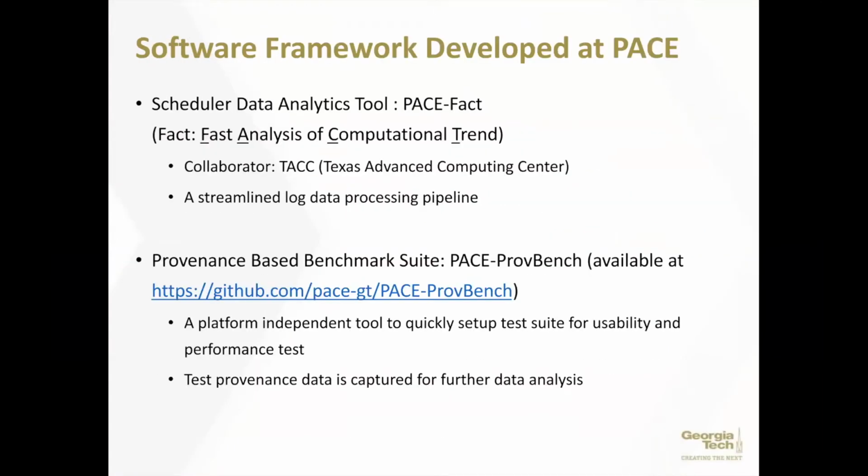Today I'm going to cover 2 software frameworks developed at PACE. One is a scheduler data analytics tool called PACE Fact, a joint effort with the Texas Advanced Computing Center, where we built a streamlined log data processing pipeline. The second tool is a provenance-based benchmark suite called PACE Prevention, currently publicly available on GitHub as the link states. This is a platform-independent tool which can help us quickly set up test suites and collect performance data for further data analysis.